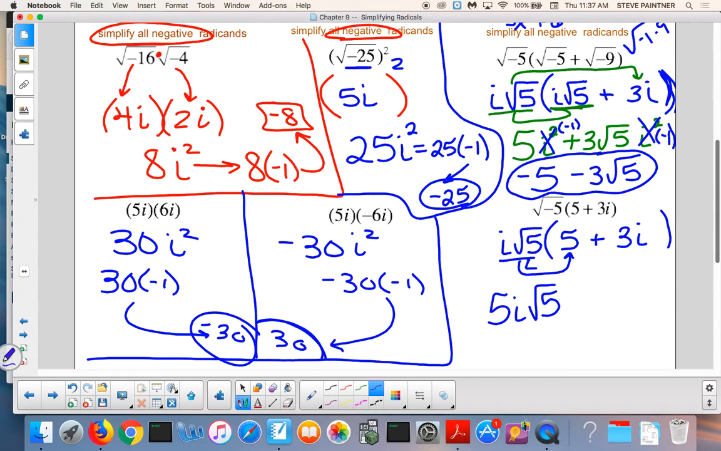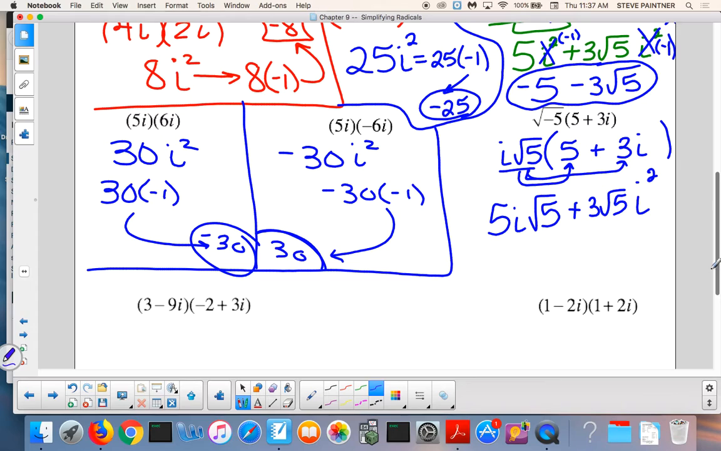Now, next up, this one. 3 times root 5. Can't do it. Just write it down. 3 root 5, right? But then it's i times i, i squared. Now, to me, this one, there's really not much to do. What about that i squared? And -1 times 3 root 5 is? Yep. And then out here you got what? 5i root 5.